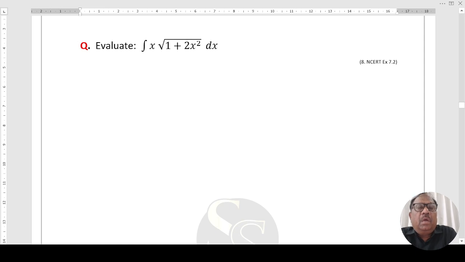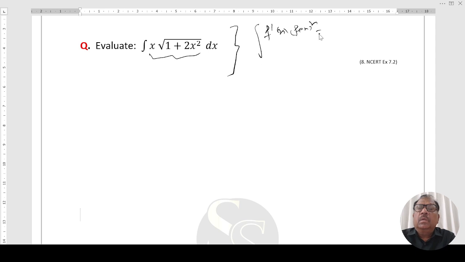Question is, evaluate x under root 1 plus 2x square. Now, one is the direct method. I am telling you, the integral of f dash x into fx to the power n is fx to the power n plus 1 divided by n plus 1. We should be concerned with the functions. Constants can be manipulated. One function is x, another function is 1 plus 2x square.